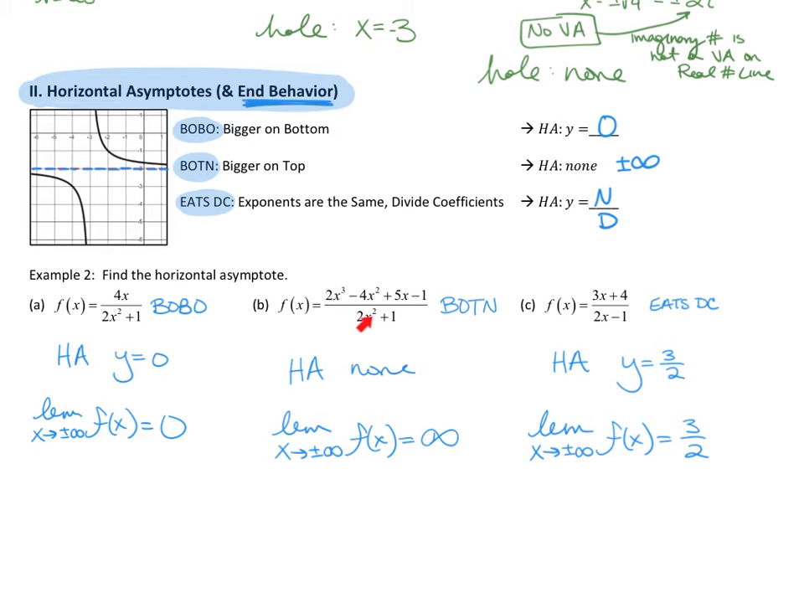B is bigger on top, which means we do not have a horizontal asymptote. So the limit as x approaches positive and negative infinity is infinity. The limit does not exist, basically.